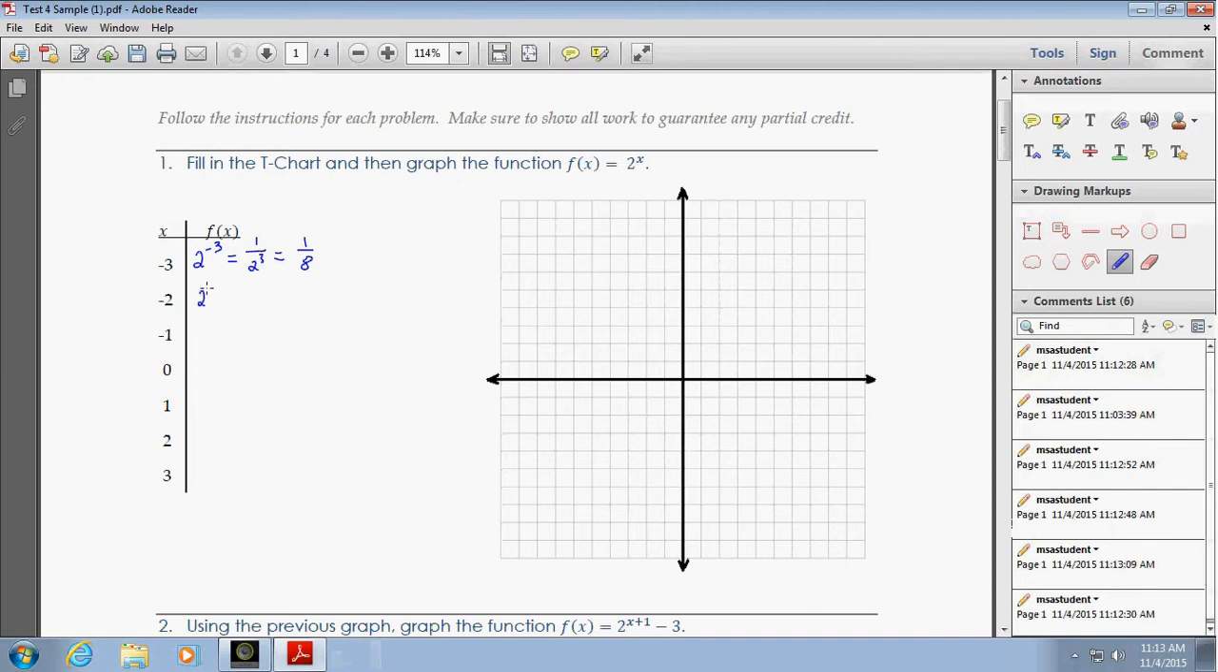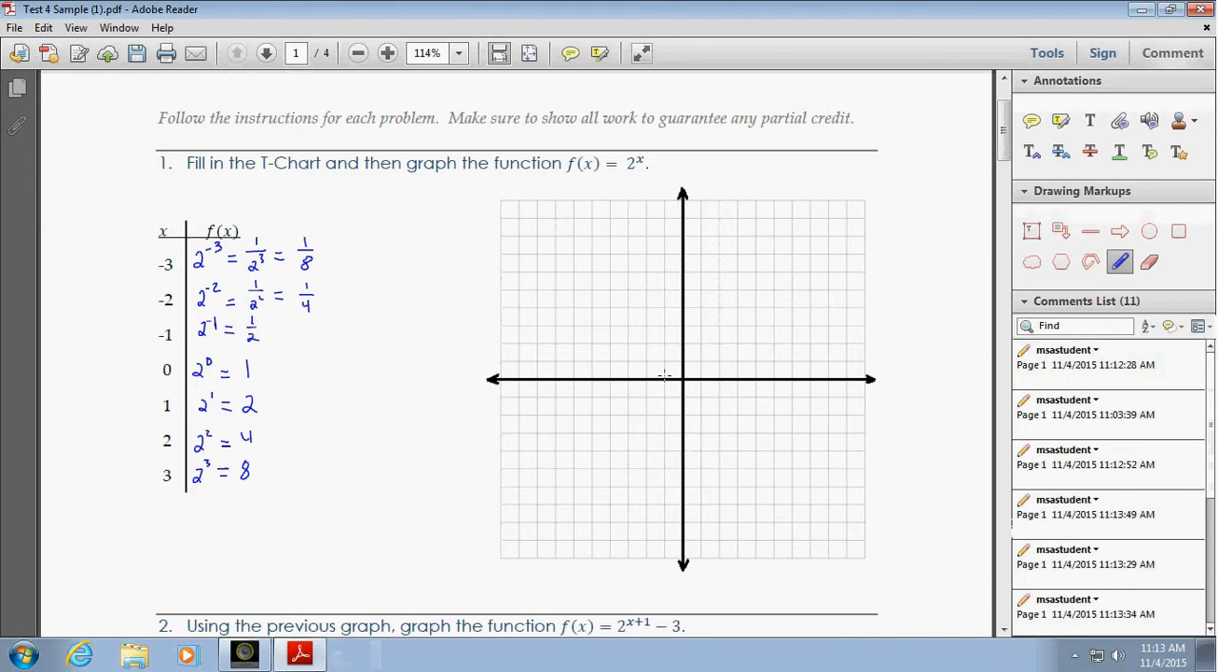So what's 2 to the negative 2? 1 over 2 squared, which is 1 over 4. And then what's 2 to the negative 1? Just 1 over 2. 2 to the 0? 1. Anything to the 0 is 1. 2 to the first power? 2. 2 squared? 4. And 2 cubed is 8. So this gives us all of our points that we're going to use.